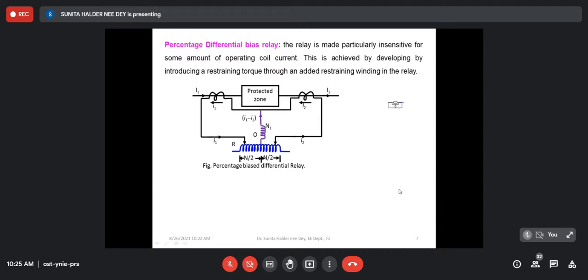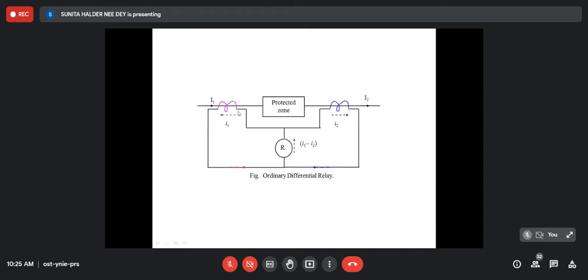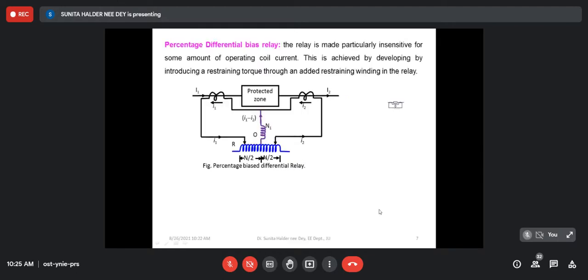What is that? In this relay, what happens? In the ordinary relay, when there was a minute difference between I1 and I2, the relay would operate. But in this case, a particular difference between these two currents must be reached to operate the relay. That's why there is a restraining coil, a restraining winding, in the relay. It restrains the operation of the relay until the required difference is reached. That's why it is called a percentage bias differential relay or percentage differential bias relay.